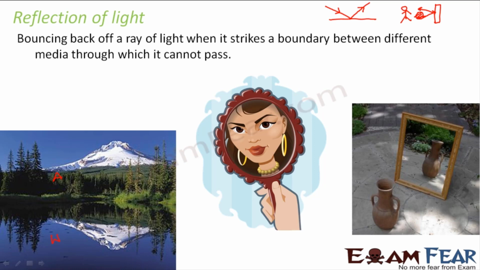I will talk about that when we talk of refraction. But when the rays of light fall on this boundary, some of it will bounce back. And this phenomenon is known as reflection. And as a result of reflection, you see an image is formed here. You can see an inverted image of the hill is formed on the other medium as well, right? So this is known as reflection of light.